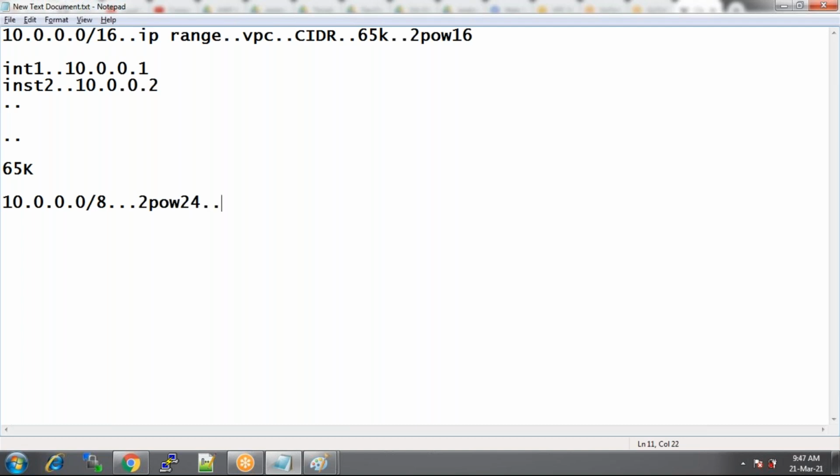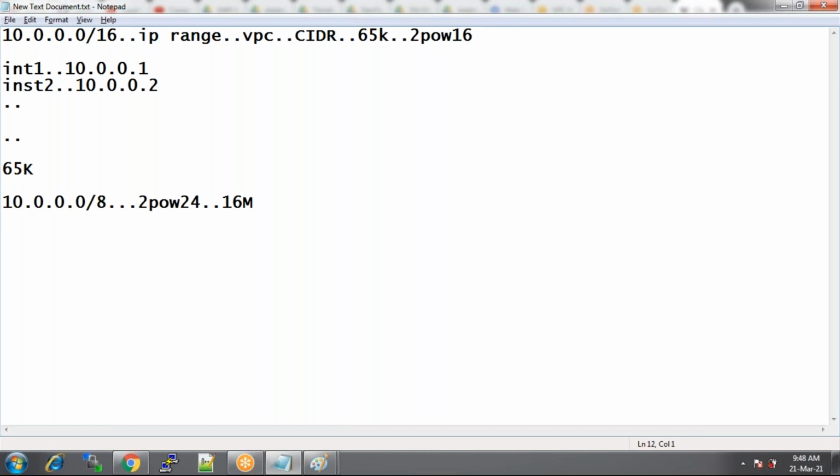So there you can create about 16 million IPs. You can accommodate about 16 million IPs. So what is 2 power 24? Why do we call it 24? Basically this is like 32-bit. So 8 plus 24 is nothing but 32. Same as here, 16 plus 16 is 32. So if you mention /8, it can accommodate about 2 power 24, which is like 16 million IPs.